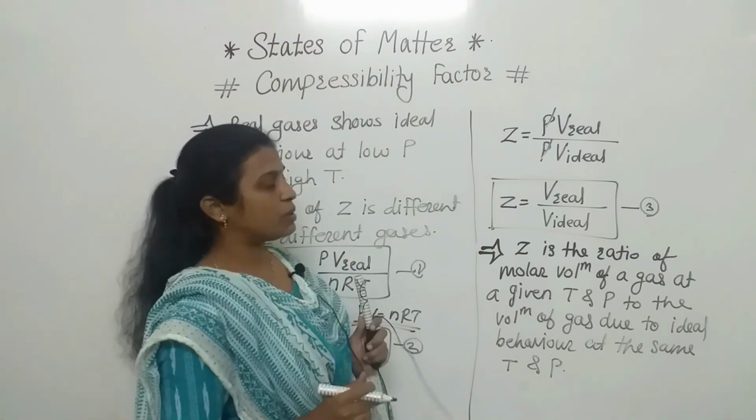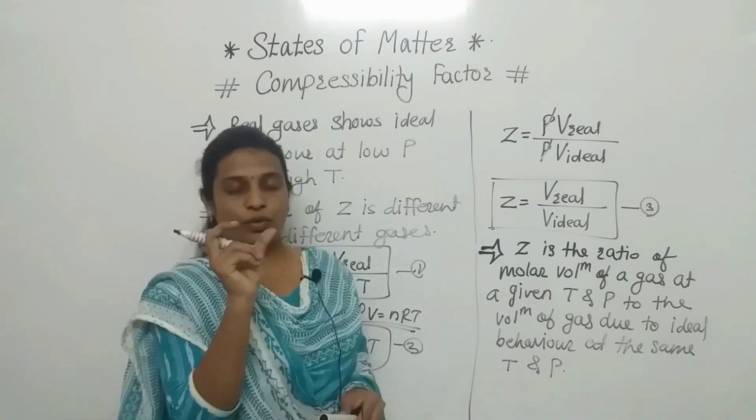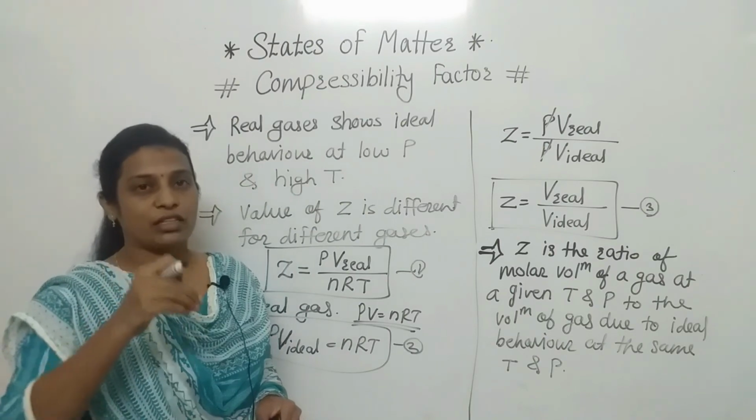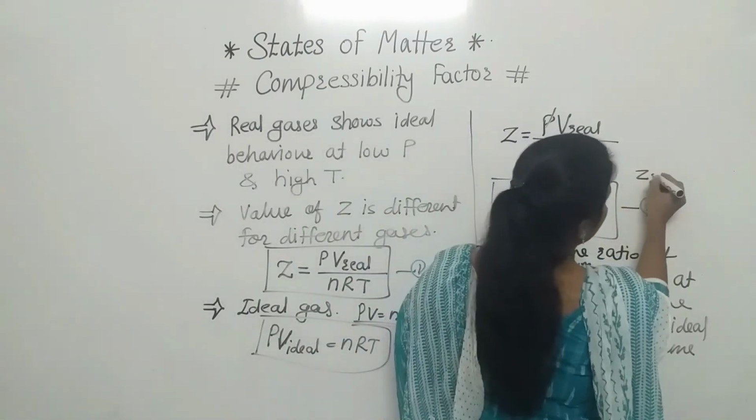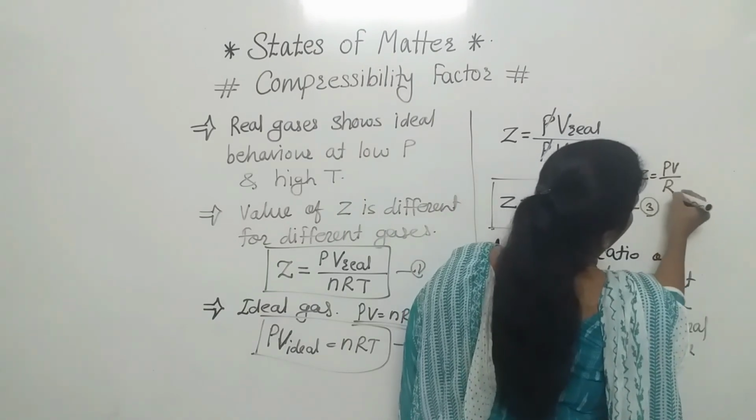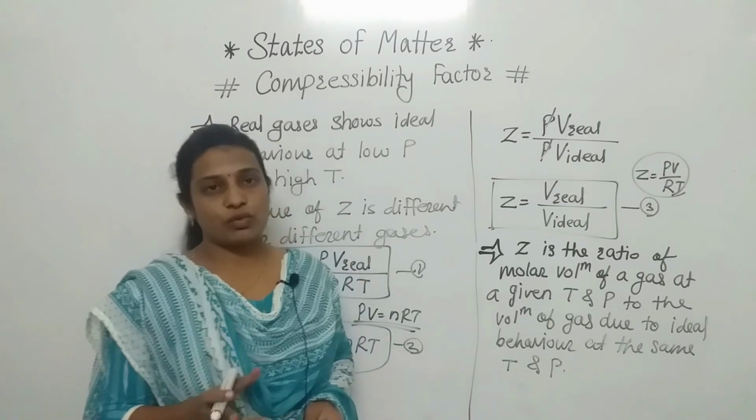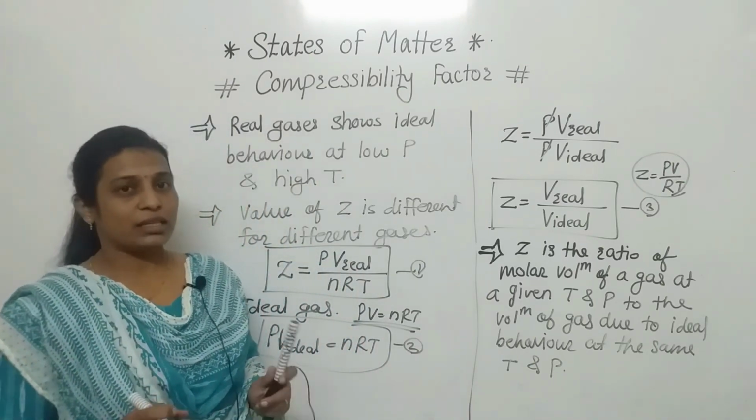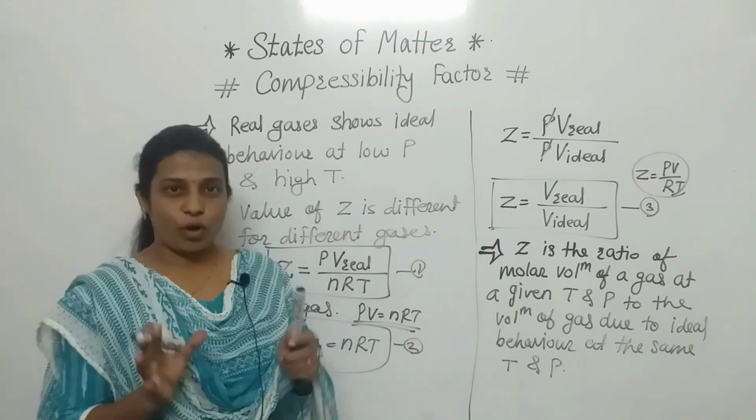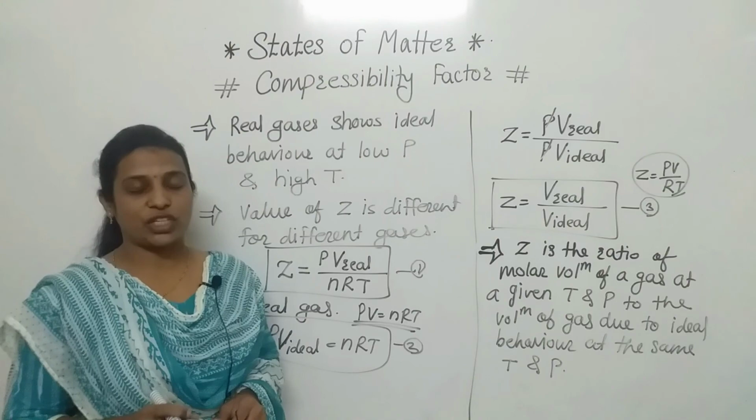This compressibility factor is also related to the van der Waals equation. In the van der Waals equation at low pressure and at high pressure, we have used Z is equal to PV by RT. Hope everyone understood that. If you don't know the van der Waals equation at low pressure and high pressure, which is a very important point, the link is given here. So please watch that video and try to understand each and every concept.